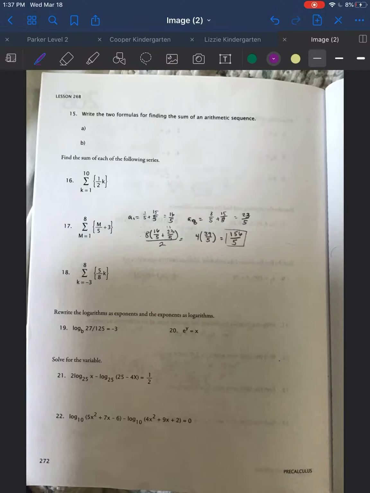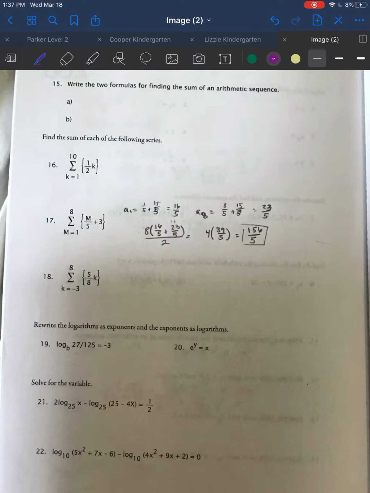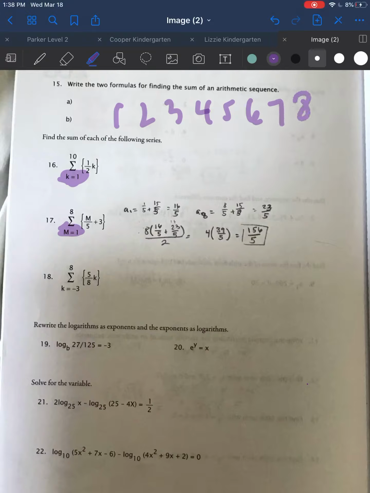Okay, one more for you just so you can see one of the things that happens. In every problem we've done so far, the k value has been 1, so it's been easy to see how many terms there are. From 1 to 8 is 8 terms because you have 1, 2, 3, 4, 5, 6, 7, 8.